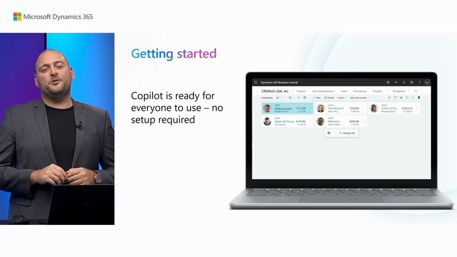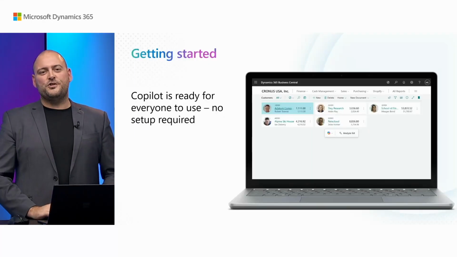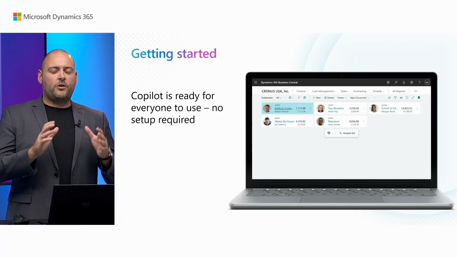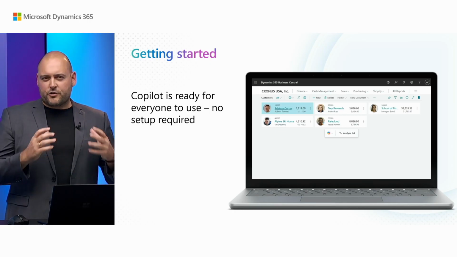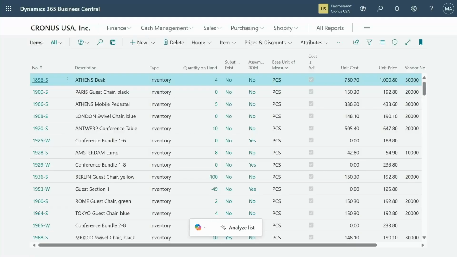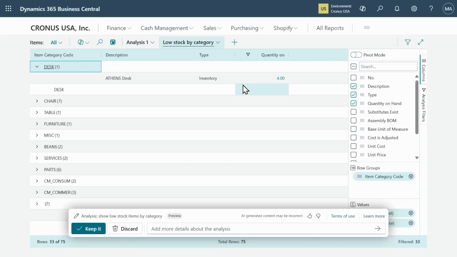So here's the first bit of good news. Copilot is just ready to use out of the box. No complex setup required, no lengthy model training required. It simply works as soon as you deploy your Business Central environment. Let me show you on my newly created environment what that looks like. So here I have a US environment, I'm on the items list, and Copilot already lights up and suggests its assistance to help me out with this task where I can analyze this list.